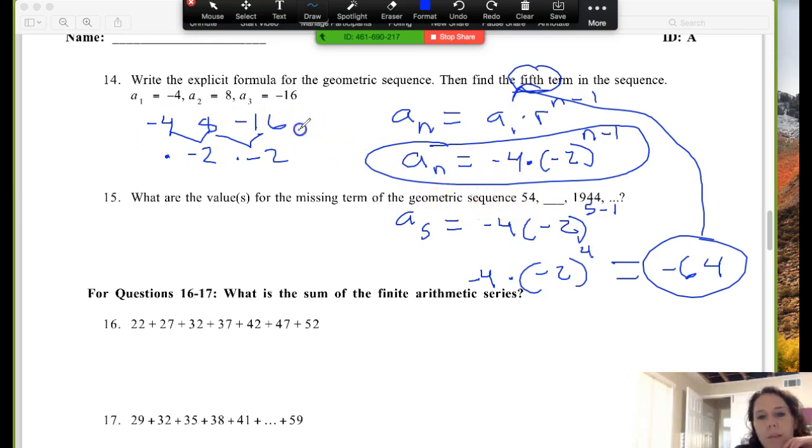And I could have found that by doing this 2 more times. 16 times -2 is going to be positive 32. And positive 32 times -2 would be -64. So once again. Okay, on to the next.